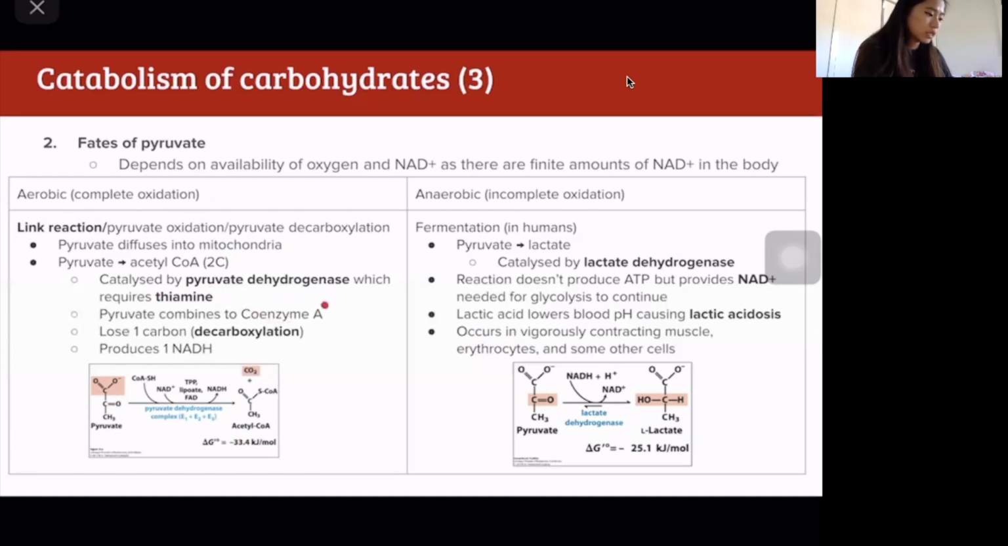And this process also loses 1 carbon. This process is called decarboxylation. Because it loses 1 carbon, you know how pyruvate is a 3-carbon molecule? It then becomes a 2-carbon molecule. And this step also produces another NADH. So this whole link reaction occurs once with 1 pyruvate. Basically it occurs twice with 1 molecule of glucose, since 1 molecule of glucose produces 2 molecules of pyruvate.